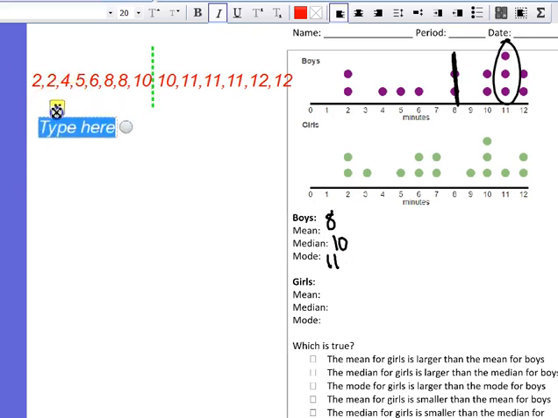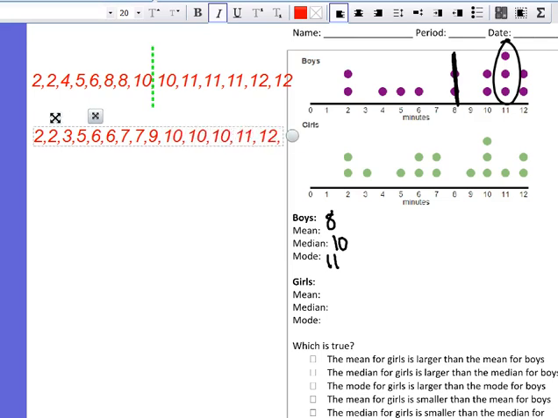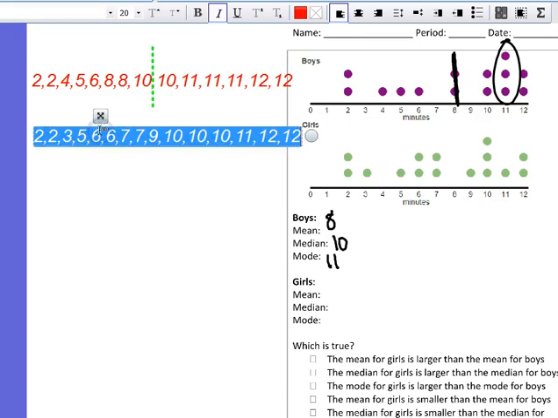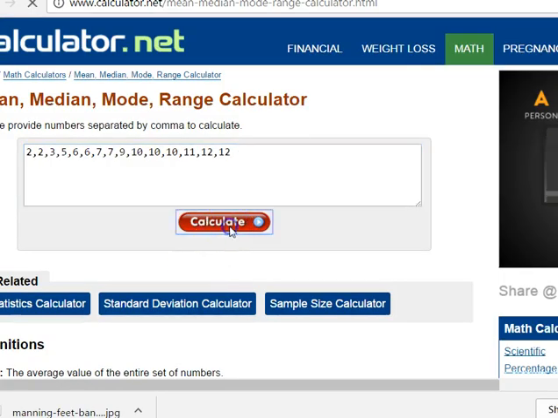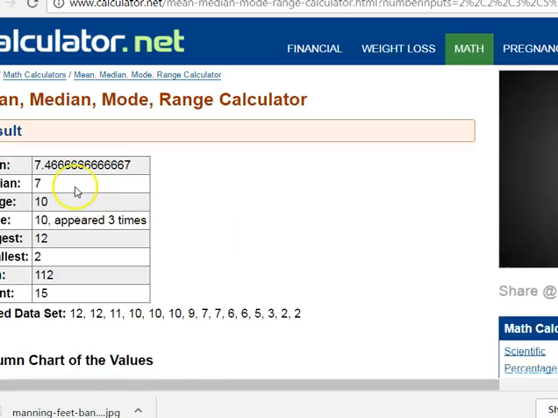Okay, for the girls, I've got 2 2s, a 3, 5, 2 6s, 2 7s, a 9, 3 10s, 11, a 12, and a 12. And because I'm lazy, I'm just going to put that in a calculator. Okay, so I could add all those up, but I'm not going to. The mean is 7.5. I'm going to round it to. The median is 7, and the mode is 10. So 7.5, 7, and 10.